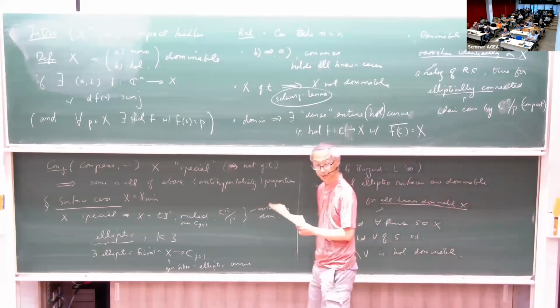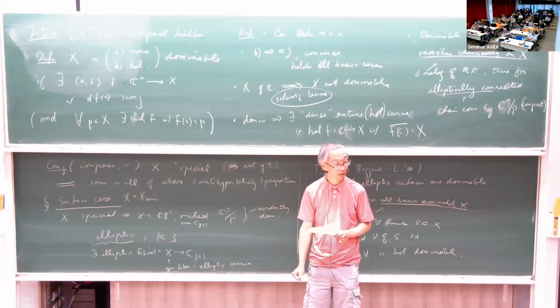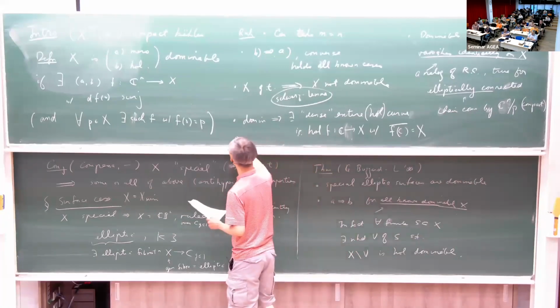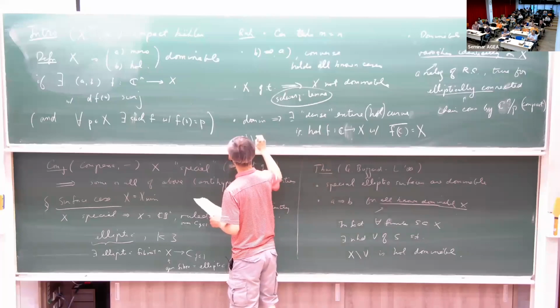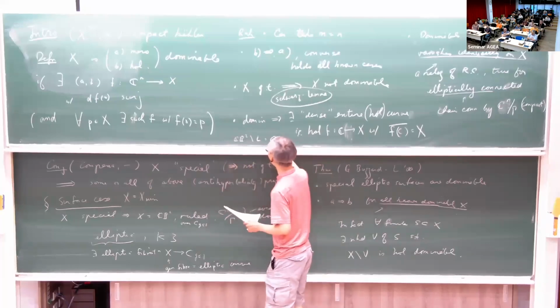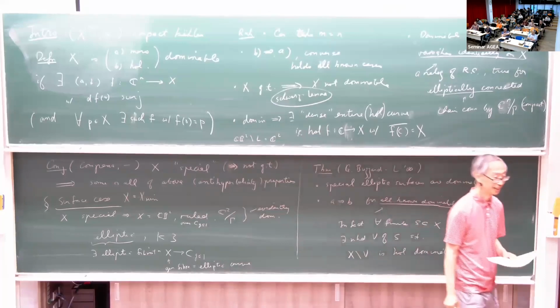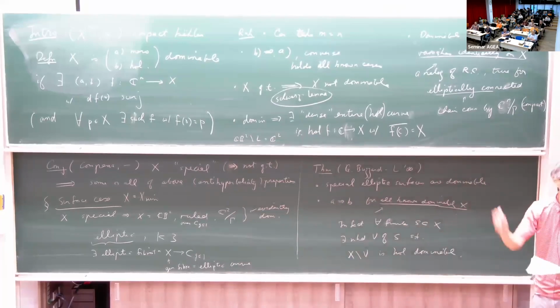CP2 is not, you mean whether it's dominable or not? Well, CP2 minus a line is C2. Any line.